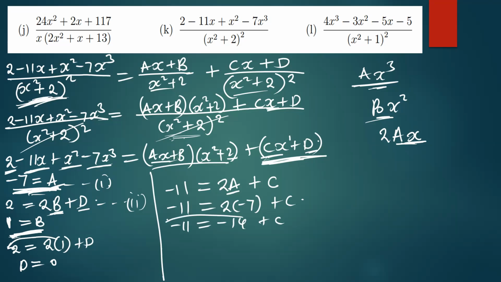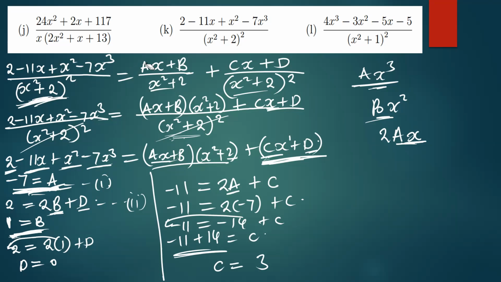Then -14 will cross the equal sign, and you have -11 this side, then plus 14 is equal to c. So when you add this, you're going to get the value of c as 3. So this is the value of c. So we have the values of A, B, C, and D. To find the final answer, it's just a matter of replacing them there.